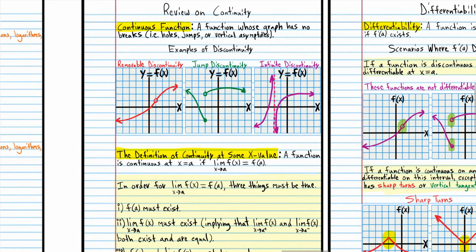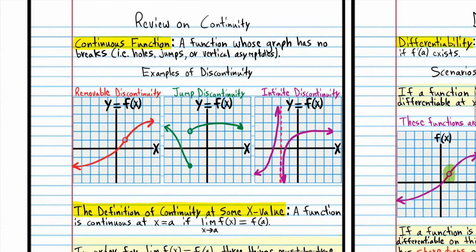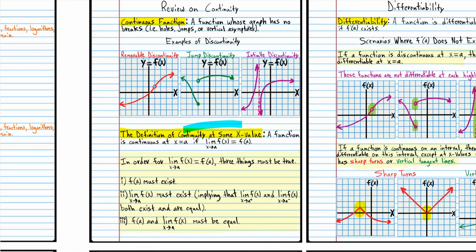We also need to review continuity. Remember, a function is continuous if there are no breaks in the graph. You see these breaks here that I'm highlighting in blue? Those are parts of the graph that are not continuous. We have a discontinuity. So this is called a removable discontinuity, this is a jump discontinuity, and this is an infinite discontinuity. Now here is the algebraic definition of continuity, but we don't really need to go into that now.